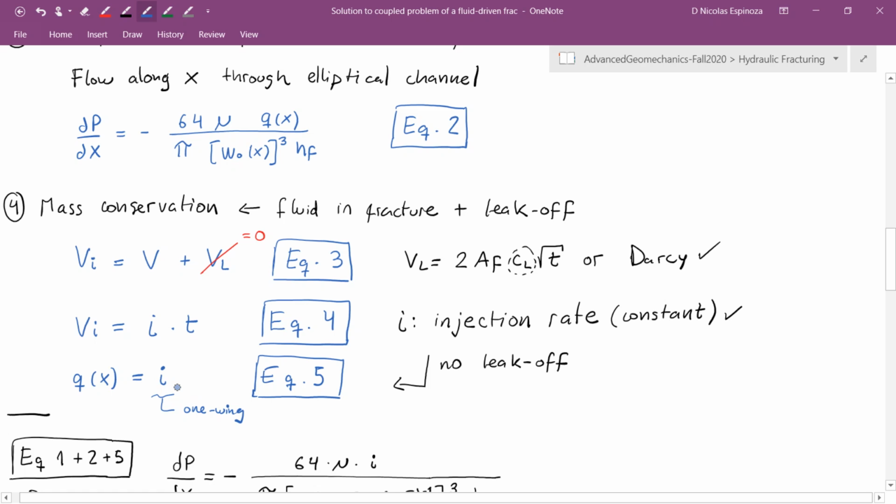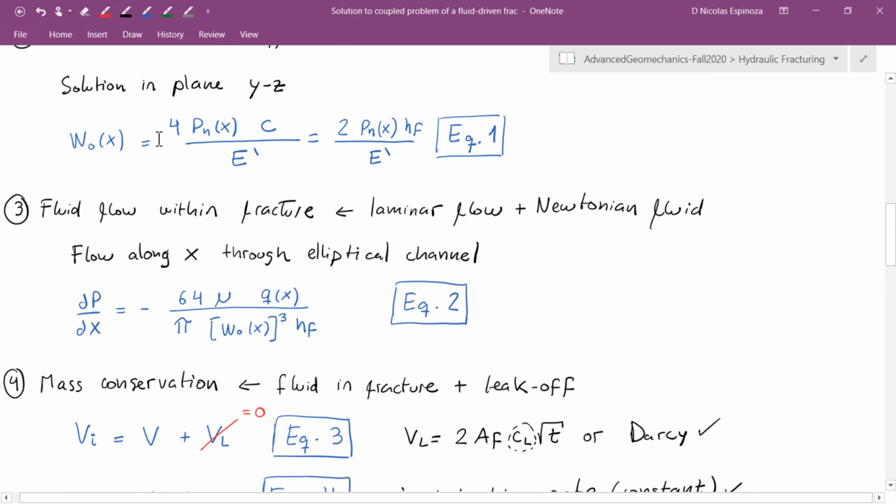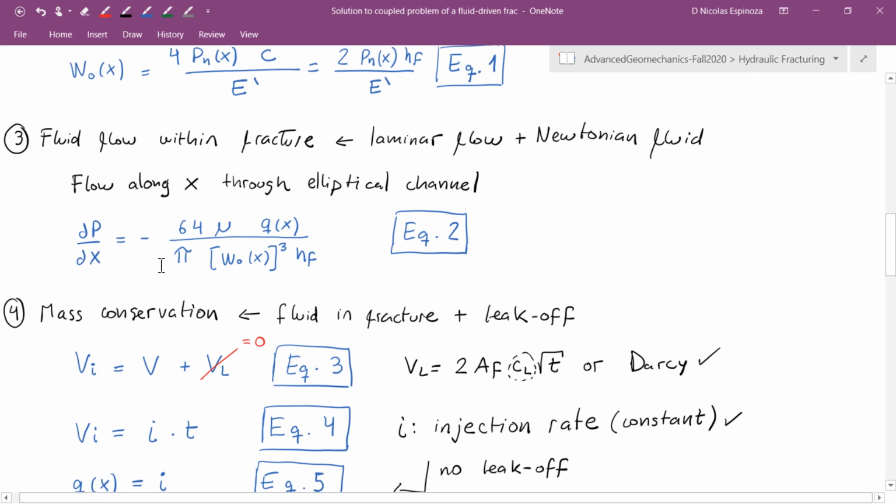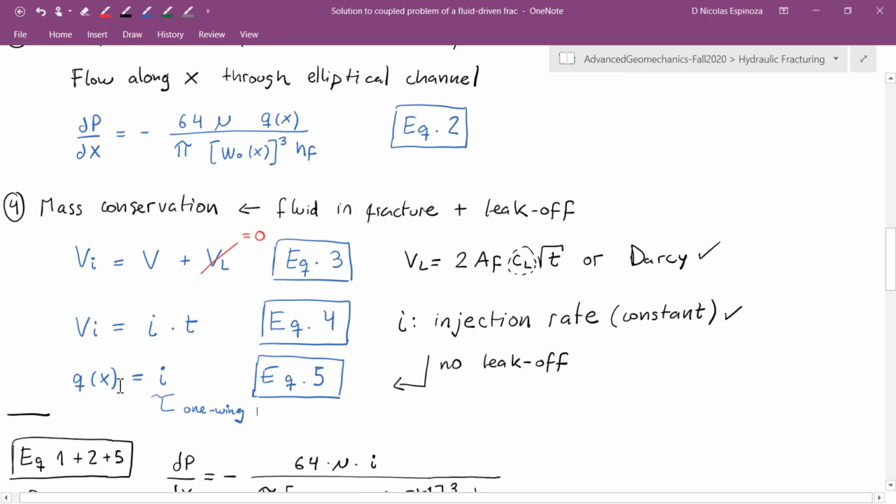All right, let's see what we do with that right now. Basically, we have all the equations that we needed, and now we just need to look for the solution. And we have assumed a few things that are going to make this solution easier to obtain analytically. All right, let's put together equations 1, 2, and 5. Equation 1 is the equation of the width from Griffith. Equation 2 is the equation of pressure gradient from just fluid mechanics. And equation 5 is just saying that the flow rate is going to be what I inject in the wellbore divided by 2, because it's just one wing.